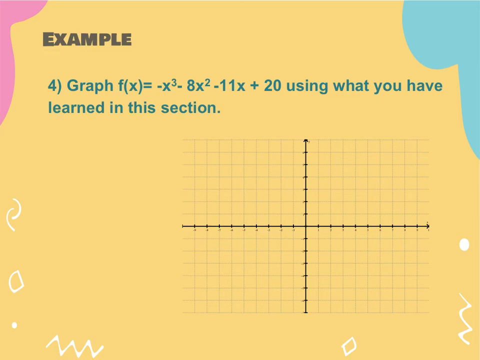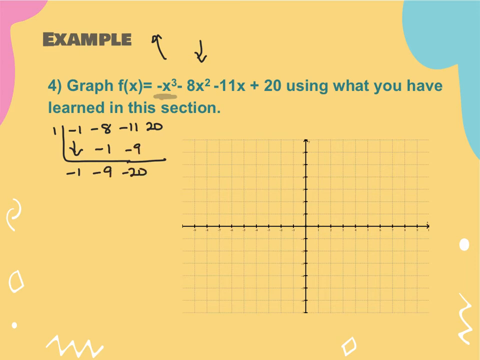Now let's go ahead and take a look at our end behavior. Notice this is a negative number in front of my x cubed. So my end behavior is going to rise to the left but fall to the right. So let's go ahead and do synthetic division, add in the coefficients. Bring down the first coefficient. I'm going to multiply, add the column. I'm going to multiply, add the column. I'm going to multiply, add the column. Again, I have a remainder of 0.